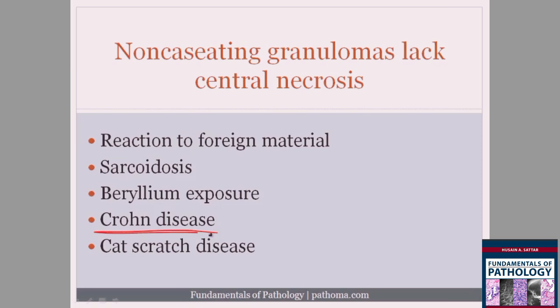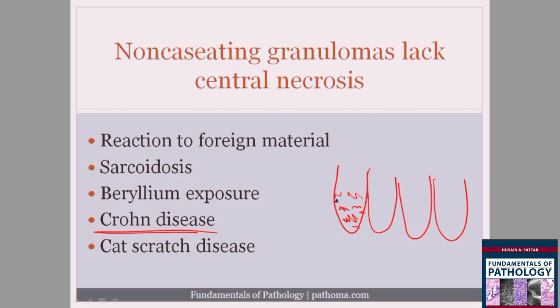Crypt abscesses basically mean that the colon is made up of a bunch of crypts that line up like test tubes, and in the bottom of these crypts you get neutrophils. Those are called crypt abscesses, and that is the histologic hallmark of ulcerative colitis, whereas the histologic hallmark of Crohn's disease is a non-caseating granuloma. Again, you have to know the histologic hallmark. It's very important to be aware of.